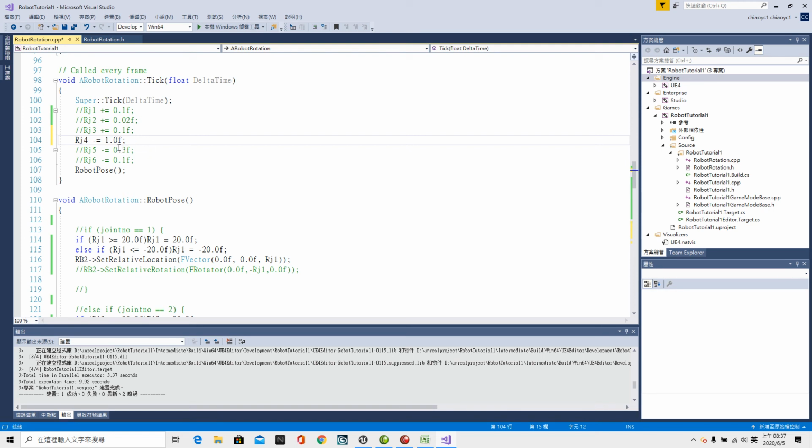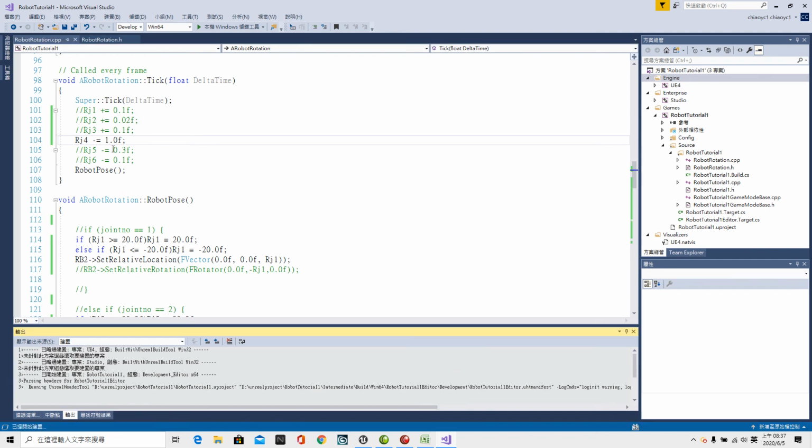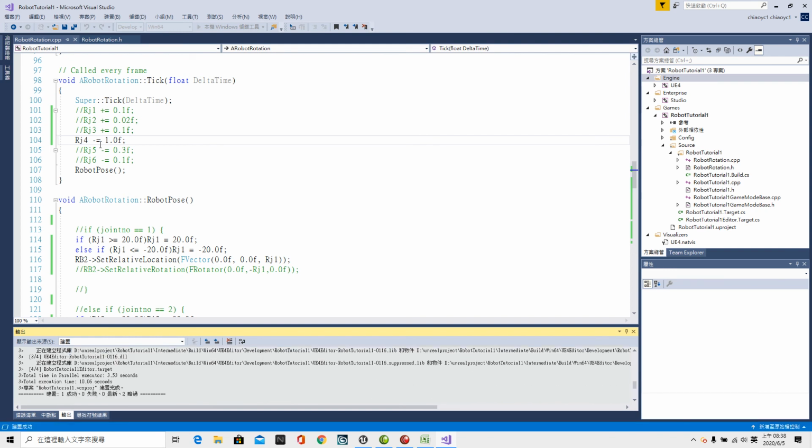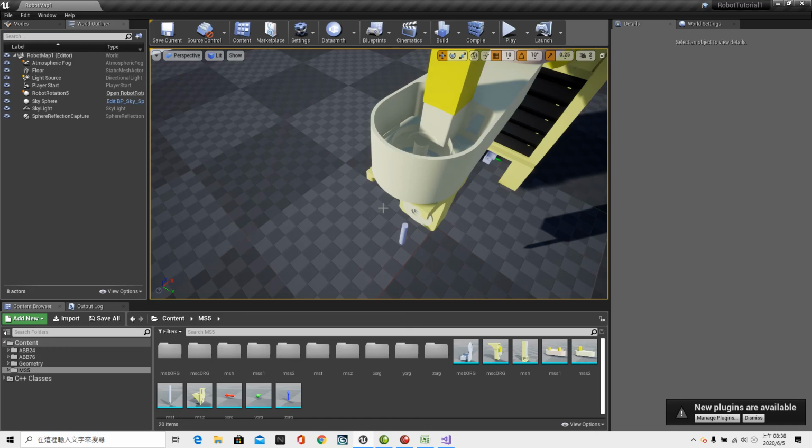Okay, Control Shift B. Now testing the MSC ORG rotating minus direction. Success. So the minus direction means rotating around like this. And we check the rotating direction. We check the pivot point. And we check the end limit minus 540 degrees. Okay, play.